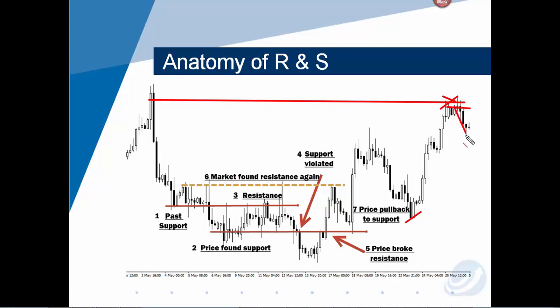Now, if price pulls back into this level of, let's say, past resistance now becoming support, then this area becomes a good trading area to actually push price higher.